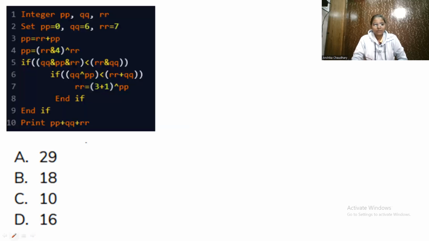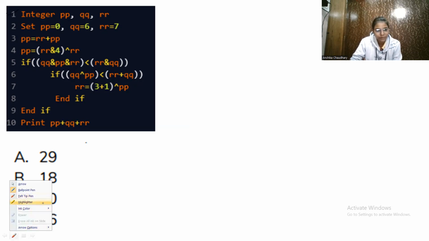Okay, so first of all, let me take the pen and this is the first question from pseudo code. In the very first line, there are three integers PP, QQ, RR. Let me change the color of ink. We will take red color. Now, we have to assign some values to PP, then QQ, and then RR. Then in the third line, what are we doing? We are performing an addition operation. RR value is 7 plus PP value is 0. So PP value will be updated to 7 only.